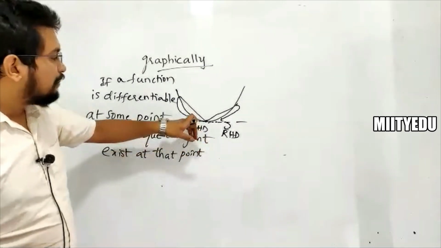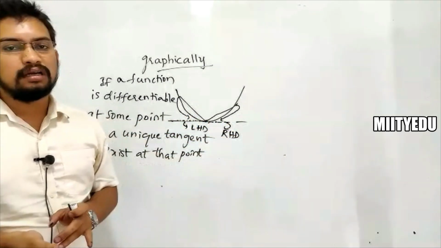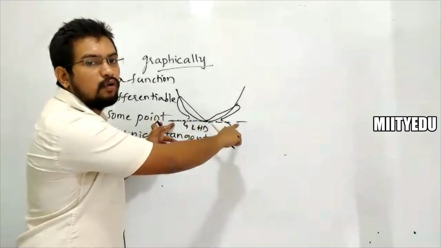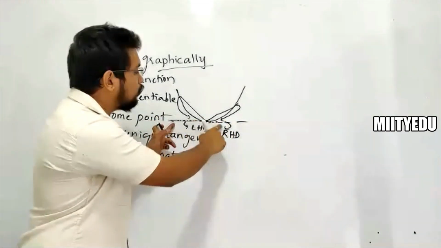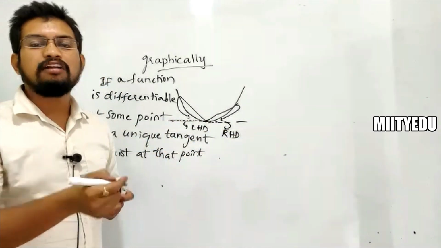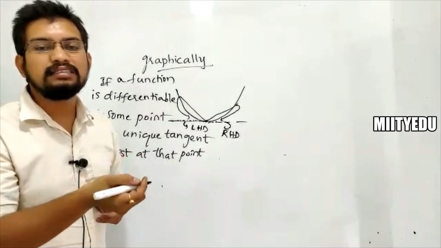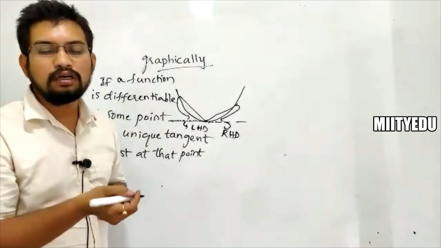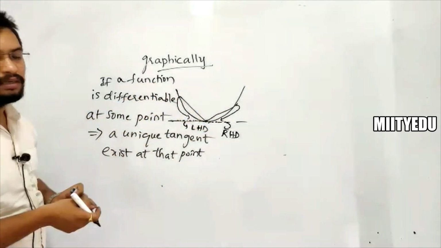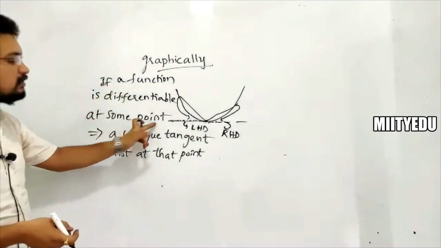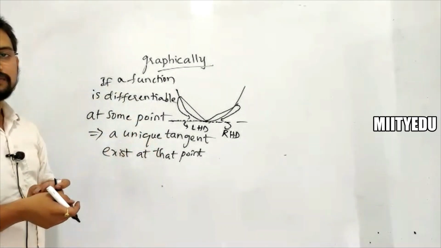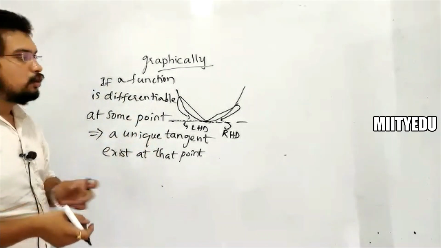In case this tangent is not unique, అంటే ఈ రెండు లైన్లు, these two lines, if these are not coinciding on the same line, what happens? There will be two different things. It means that LHD and RHD will not be same, so you cannot term that function to be differentiable. అంటే దాన్ని బట్టి మన స్టేట్మెంట్ ఏం రాసామంటే, if a function is differentiable at some point, a unique tangent must exist at that point. So unique tangent.